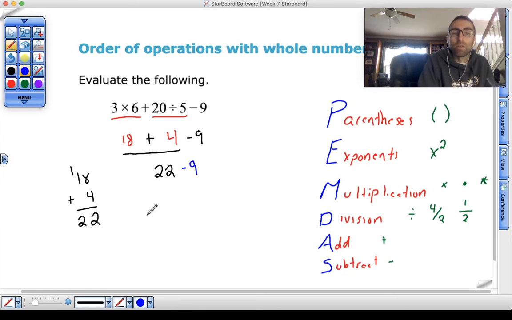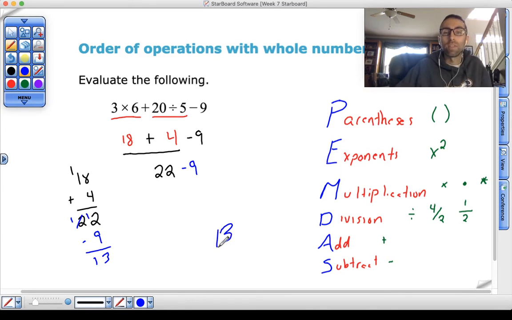The last part is I'm going to do the 22 minus 9. And I can't do 2 minus 9, so it means I need to borrow from this 2, change it to a 1. And this 2 here is going to become a 12. 12 minus 9 is 3. 1 minus nothing is 1, so we get an answer of 13.